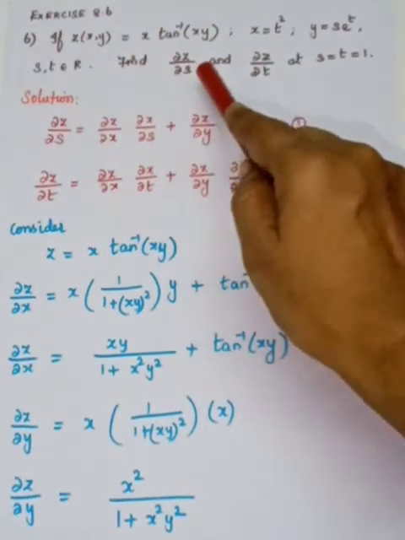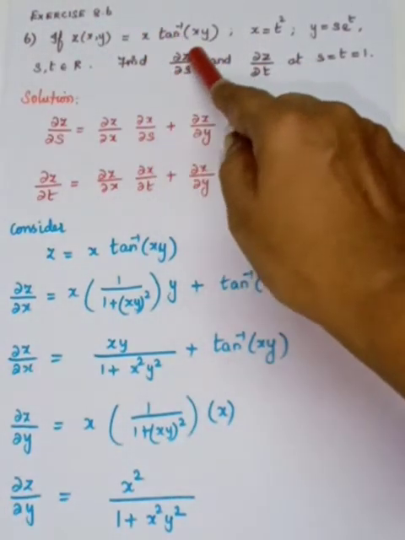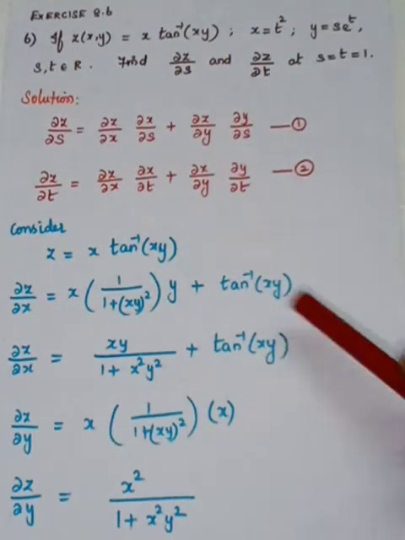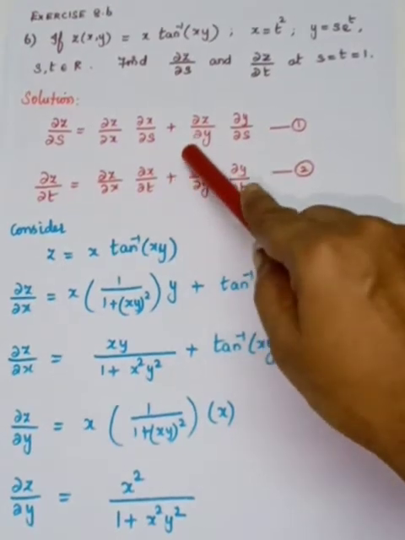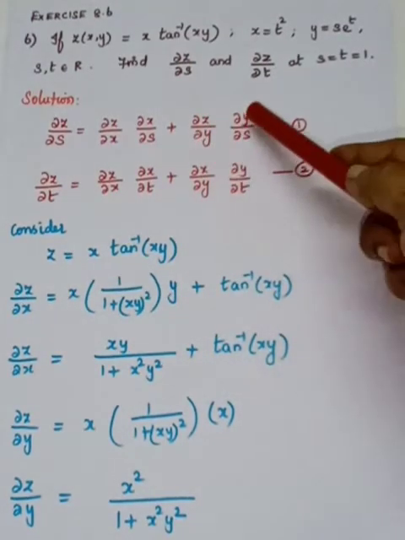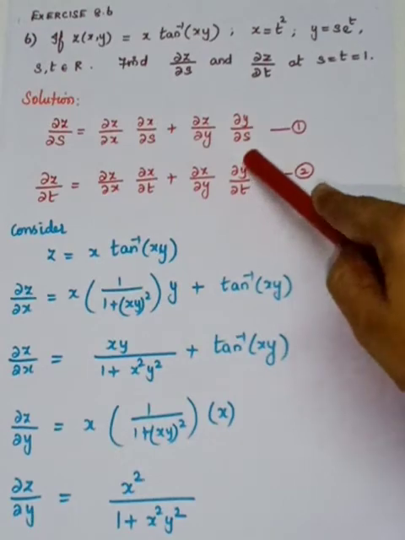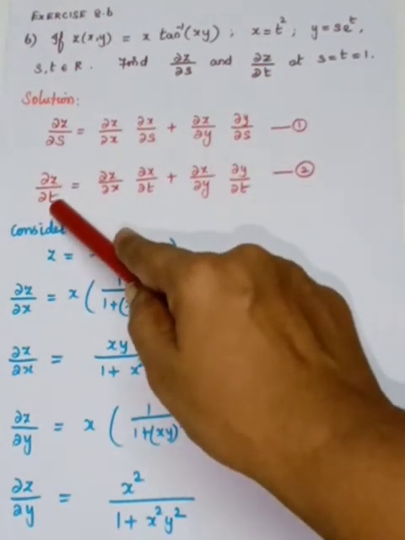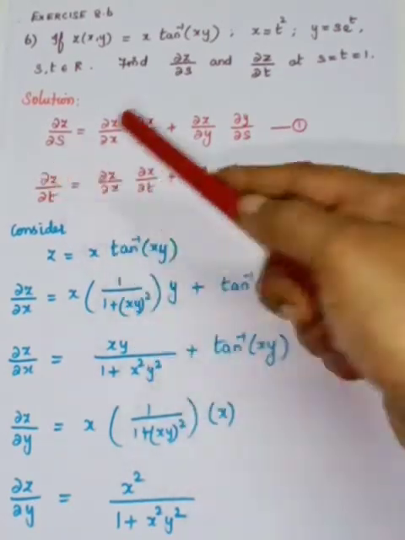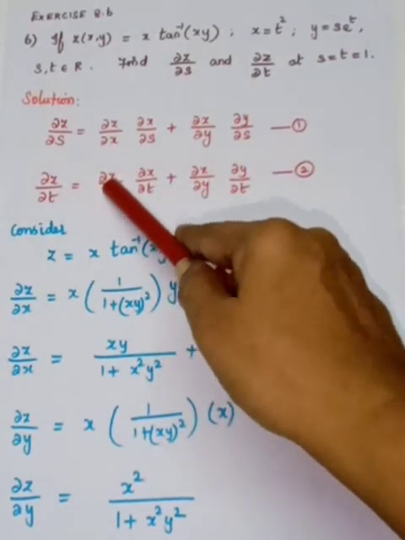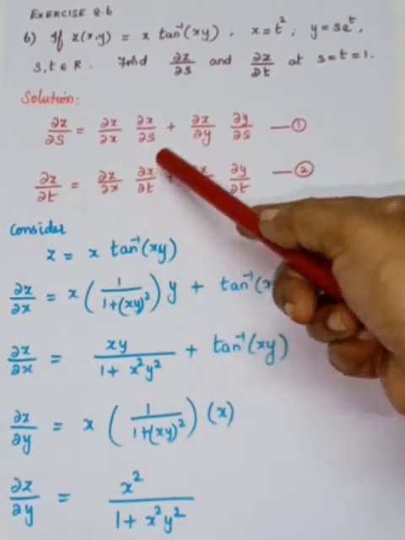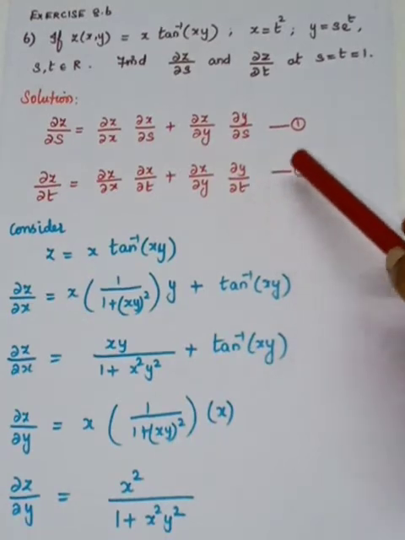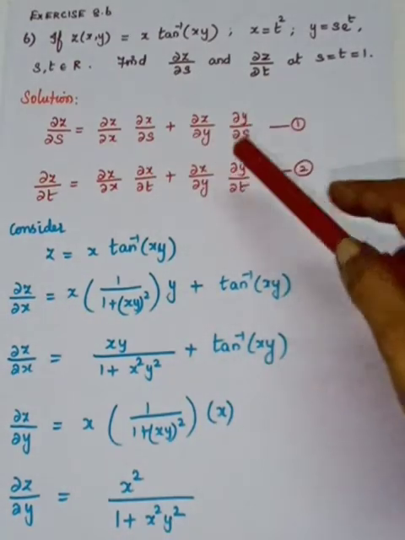Consider what formula you can write for dou z by dou s only. So dou z by dou x into dou x by dou s plus dou z by dou y into dou y by dou s. In the same way you have to differentiate z partially with respect to t. Z is a function of x and y, so first we go for dou z by dou x into dou x by dou t plus dou z by dou y into dou y by dou t. So using the diagram we can write this formula.